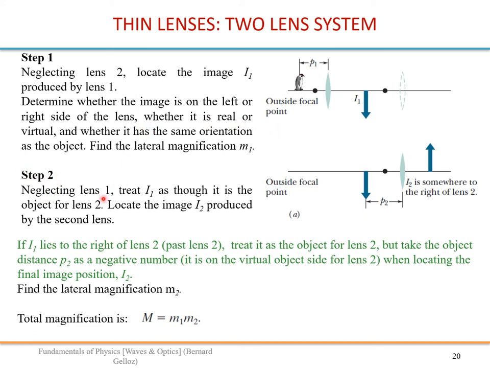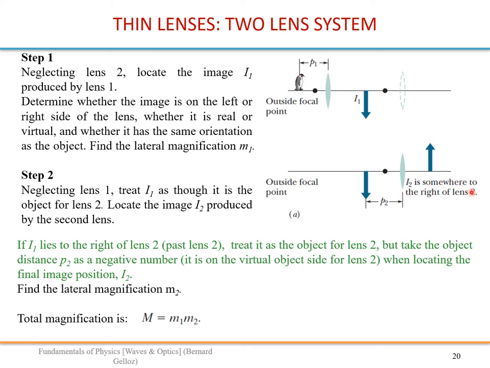Step 2. Now you neglect lens 1, and you treat I1 as the new object for lens 2. So it's like a matrix transfer thing. When you have a complicated system, a layered system, you first look at what is happening through the first layer, and then you continue with the second, etc. Now I1 is the object of lens 2, and you locate the image I2 produced by the second lens. So in this case, it is a real image inverted compared to that one.